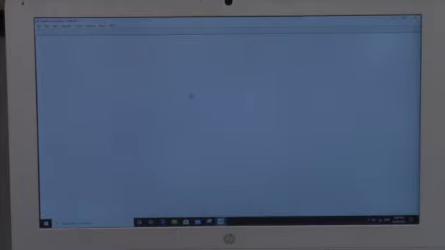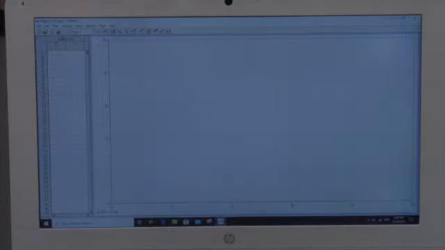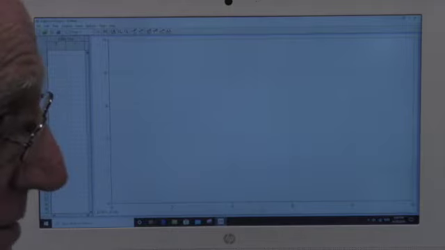That brings up a blank graph, and you just put your x and y values in, and our x and y values are as follows. The first x is 0.717, and the first y is 1.445 seconds.